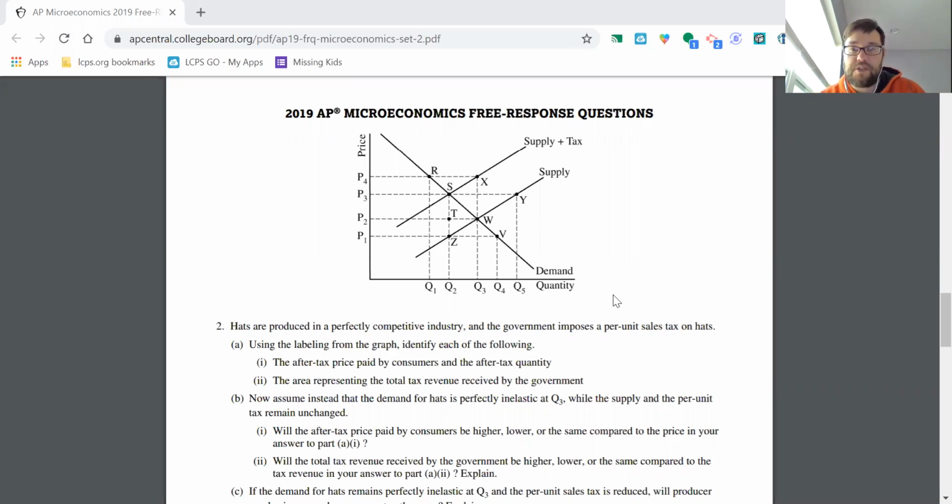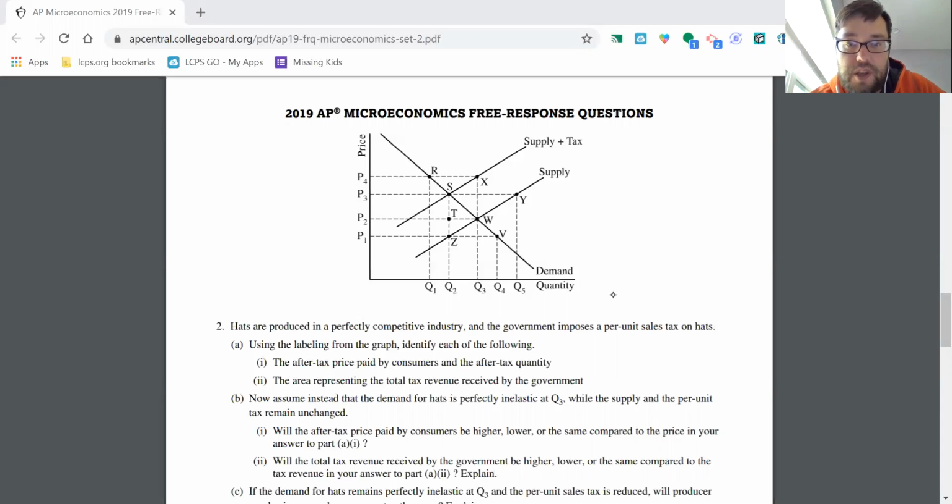There's also a tax involved. They're going to ask you what is the correct point we're going to be at for a lot of the things here. So we're talking about hats produced in a perfectly competitive industry, and the government is going to impose a per unit sales tax on hats. They've already drawn this for you, essentially what happens because of the tax.